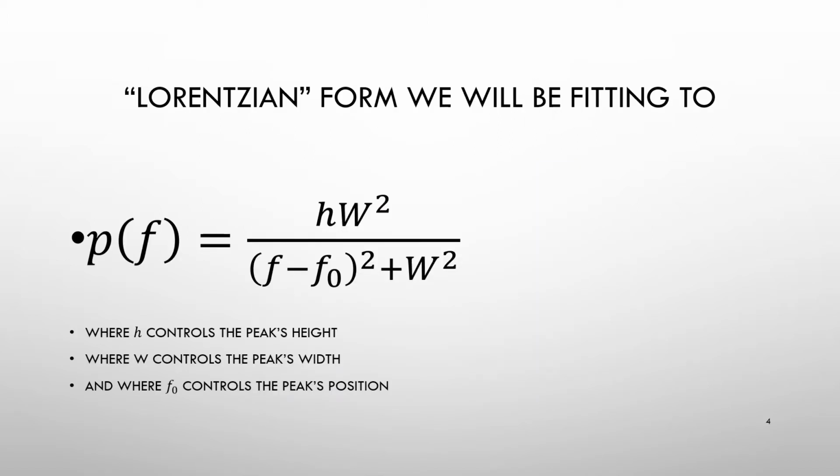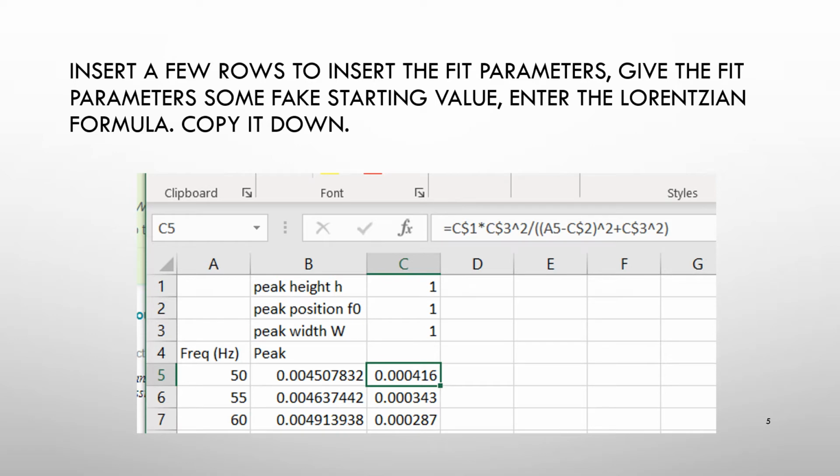Here's the Lorentzian form we will be fitting to. It has one variable, which is the F, and three parameters, H, capital W, and F0. H0 controls the peak's height, capital W controls the peak's width, and F0 controls the peak's position, at what frequency you see the peak.